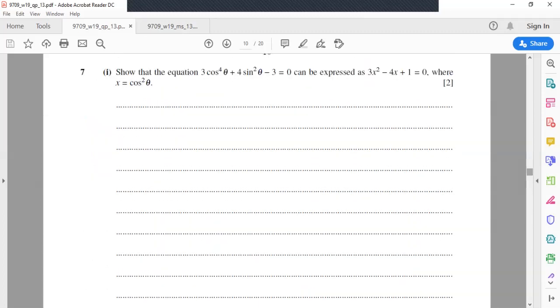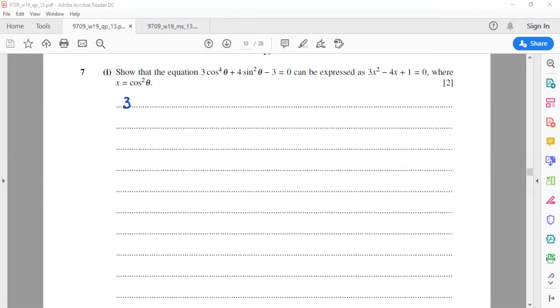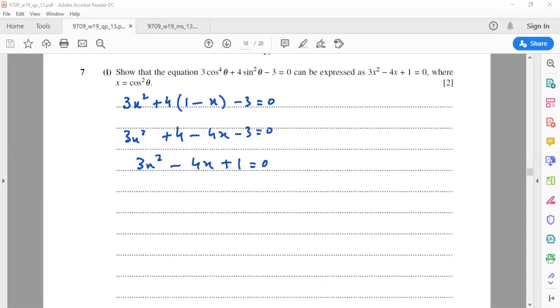Okay, the equation, this can be written in this format where x is equals to cos squared theta. So let's place cos square over here. So this becomes cos square whole theta square. So it's going to be 3x square plus 4, and sine square can be written as 1 minus cos square. So 1 minus x minus 3 equals to 0. So 3x square plus 4 minus 4x minus 3 equals to 0. 3x square minus 4x plus 1 equals to 0. So this is the thing which was needed to be shown over there.